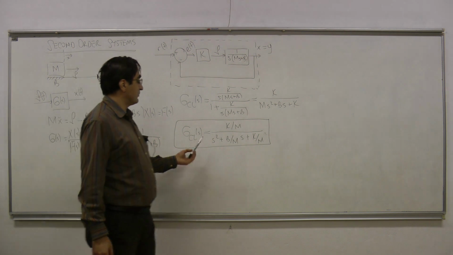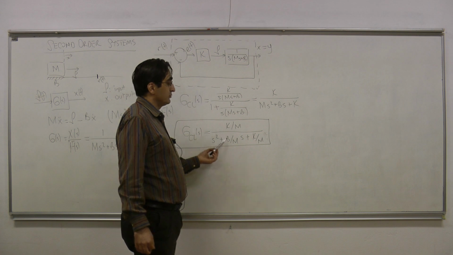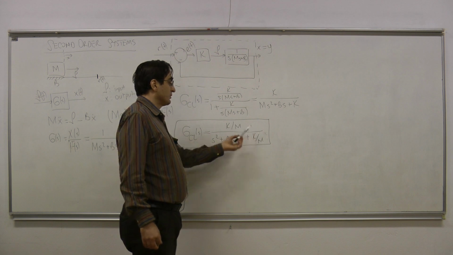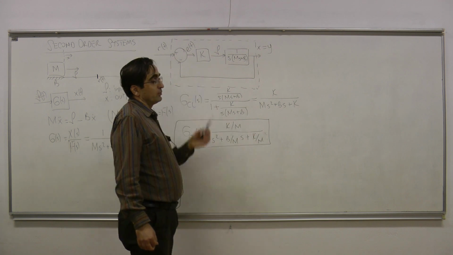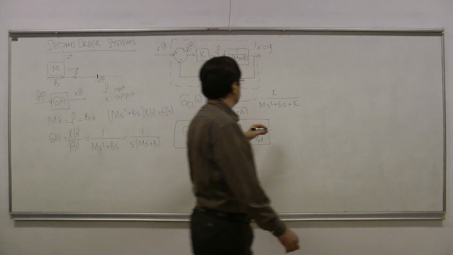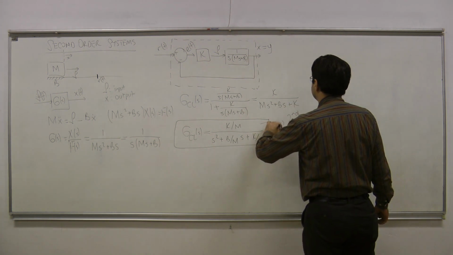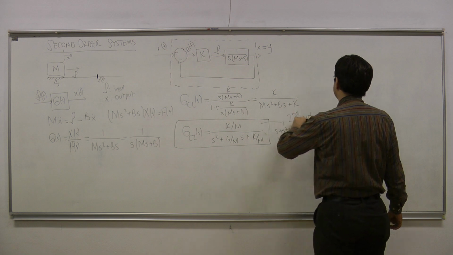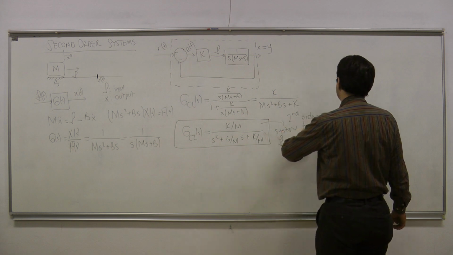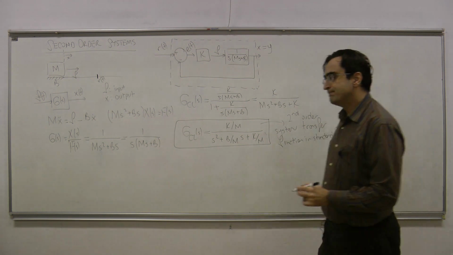And you see that the coefficient of the s squared is 1 here. Coefficient of s is b over m. This is related to the friction. And coefficient of the s to the power 0, which is 1, is k over m. This is related to the proportional controller gain here. So let me write here: second order system transfer function in standard form. Okay?